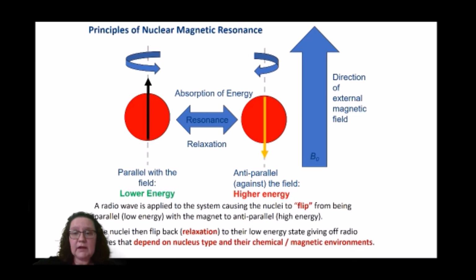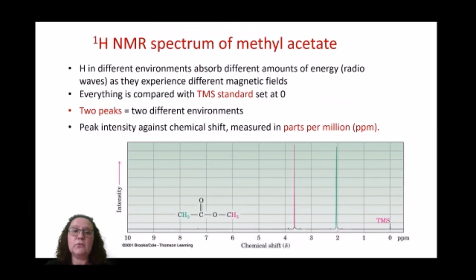And that energy, those radio waves that they give off, depend on the nucleus, and it depends on the chemical and magnetic environment in which that nucleus is. So what do you detect in an NMR spectrum? Well, in a proton NMR spectrum, a hydrogen NMR spectrum, we detect hydrogen atoms in different environments.